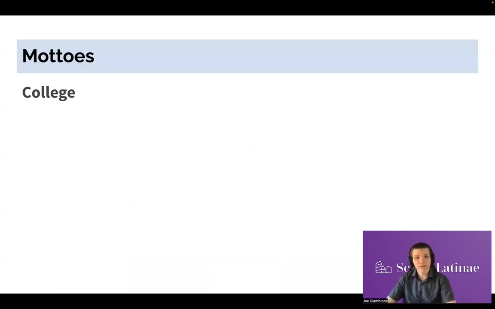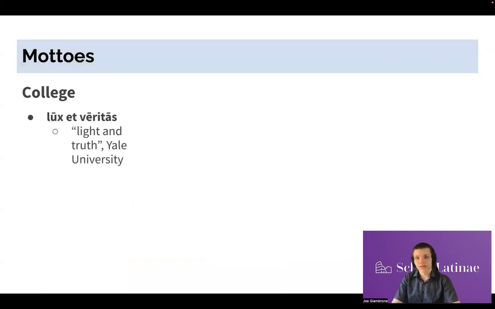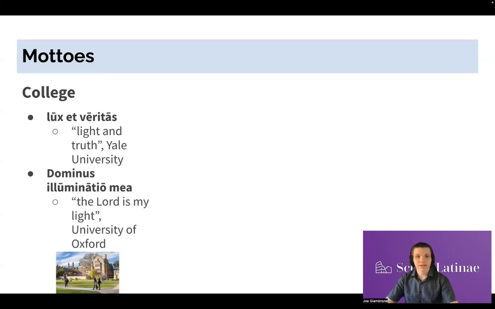First, we're going to look at college mottos. A lot of colleges like to have mottos. For example, we have Lux et Veritas. That means light and truth, and it's from Yale University, off in New Haven, Connecticut. There's also Veritas, which is Harvard, a little bit east, off nearby Boston. And then Dominus Illuminatio Mea means the Lord is my light. That's the University of Oxford, off in Oxford, England. A lot of universities, not only in the United States but abroad, will have these sorts of mottos. And that's actually Yale's campus right there.